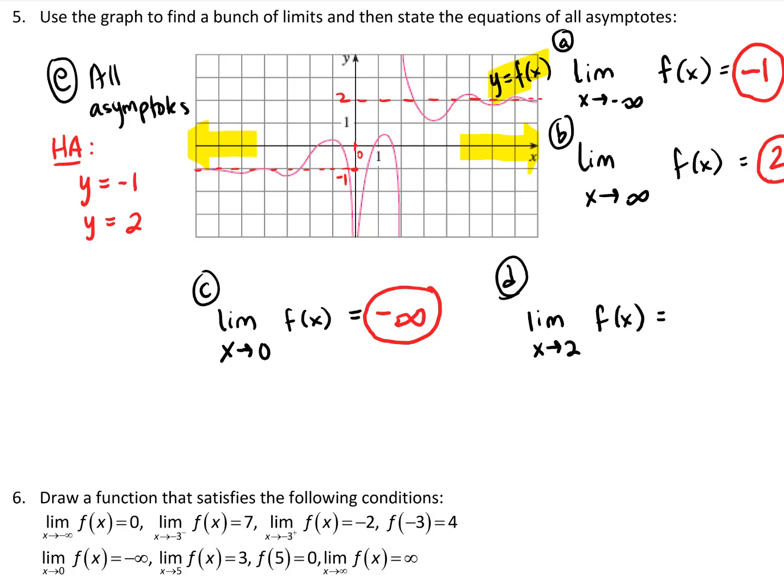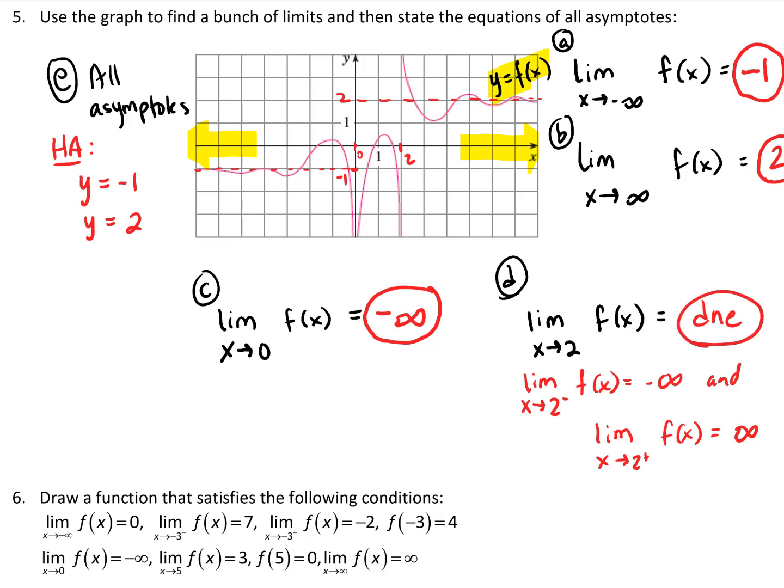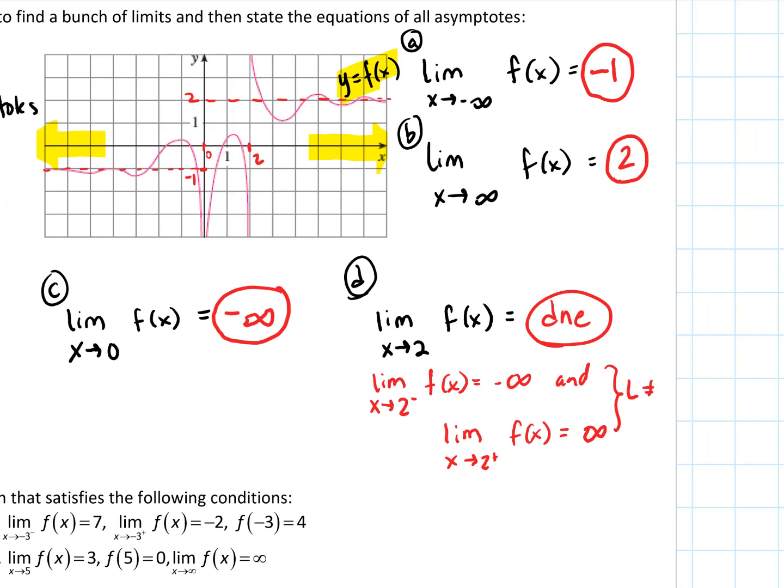And then on the last part here, D, what's happening to this function as we approach 2? Here's 2. As x is approaching 2, notice that we actually have two different behaviors. As we approach 2 from the left, we're approaching -infinity, and as we approach 2 from the right, we are approaching +infinity, which means that we will say that this does not exist, because the left does not equal the right.